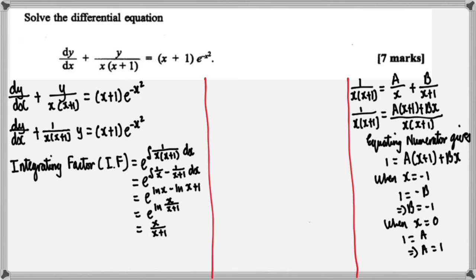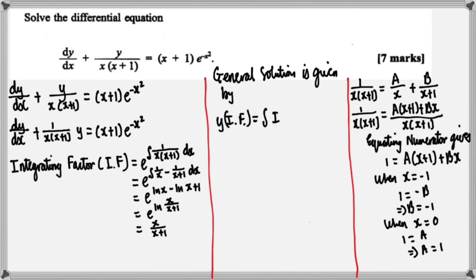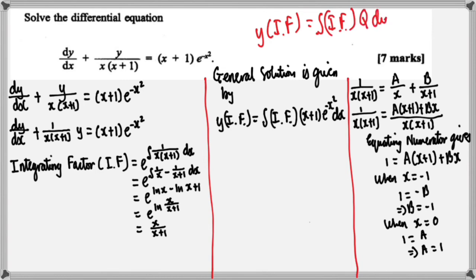The next thing we do is write down the formula for the general solution for this differential equation using this integrating factor. That general solution is given by y times the integrating factor is equal to the integral of the integrating factor times q. This little formula is very, very important. Let me write it down. The general thing is y times the integrating factor equals the integral of the integrating factor times q with respect to dx.